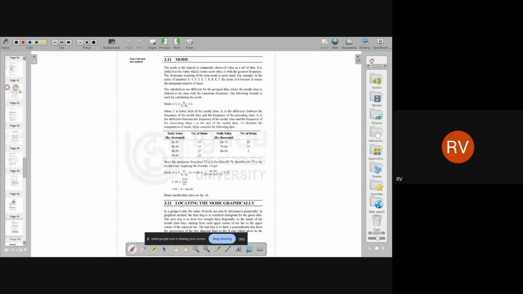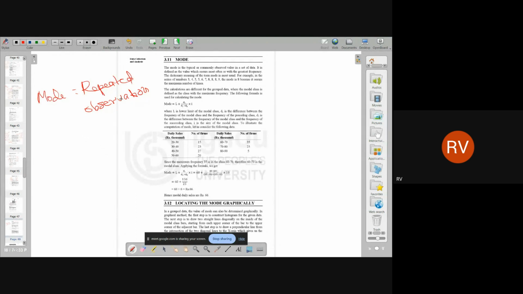Then mode. The mode is the most repeated observation. The arithmetic mean is used for research purposes; it is the most accurate and gives the most representative value. But the median is a positional average, that is, we can find the 50 percent above and 50 percent below the average value.